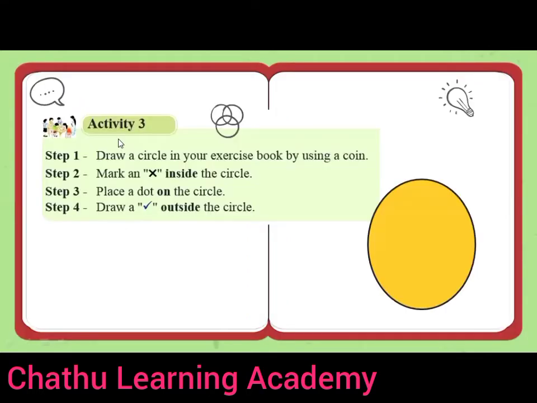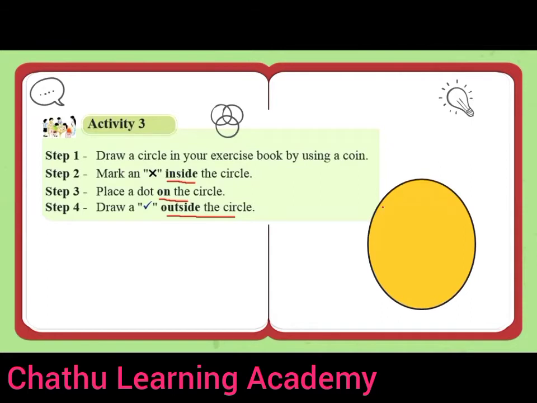Now we will move to activity 3. Here I will explain what the 3 regions of a circle are. These are the 3 regions I explained here. First one, inside the circle, on the circle and outside the circle. Now we will see what we mean by inside the circle.